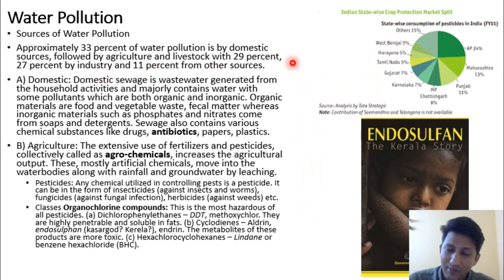Approximately 33% of the pollution comes from domestic sources. This is the data that we have in India. 29% comes from agriculture and 27% from industry. It means that all these three factors are somewhat equally contributing to the pollution of water. When we say domestic, it means the oil, the detergents, the soaps, and the chemicals that we put in water, which most of the time enter the river directly.